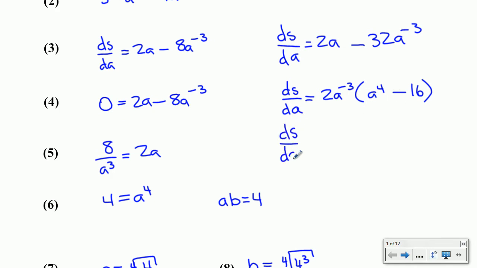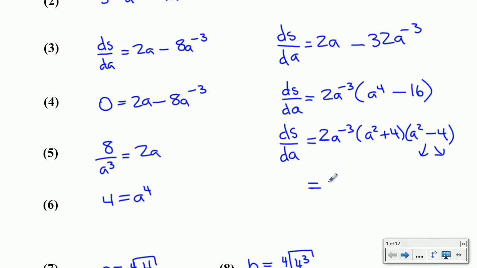So ds dA is equal to 2a to the minus 3. And this is a difference of squares. So we could do a squared plus 4, a squared minus 4. And this is further a difference of squares. So that will now be 2a to the minus 3. A squared plus 4 doesn't split up any further. And then we'll have a plus 2, a minus 2.